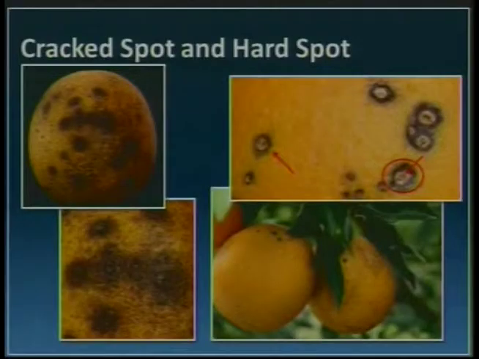So some of the symptoms here, we've got hard spot. Not sure that the pointer is working, unfortunately, but up in the upper right-hand corner are the hard spots. They are round, circular lesions, approximately a quarter of an inch or smaller in size. They have a dark brown, chocolate brown lesion border, and they will sometimes be brick red when they're younger, and then you see the pinpoint lesions in the middle, and sometimes they'll have a green halo.